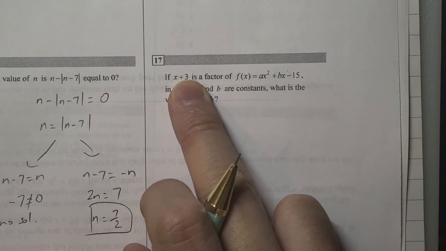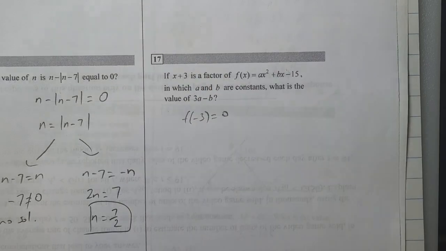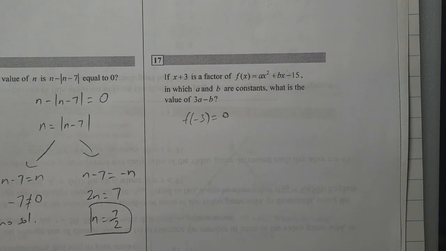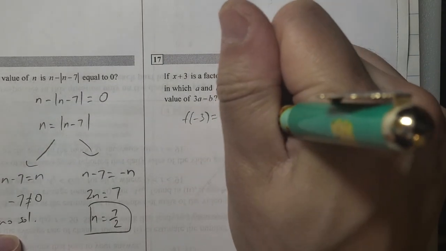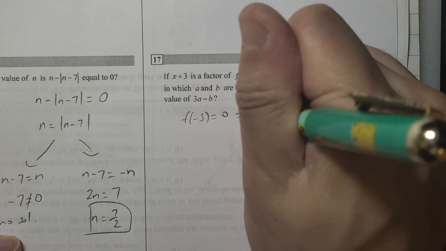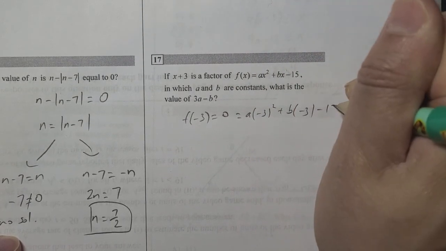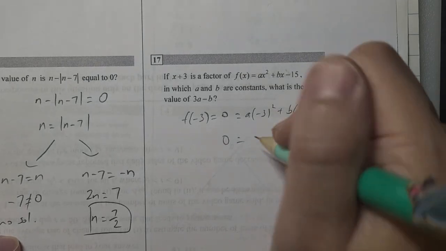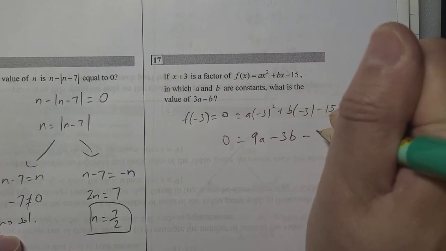All right, so if x plus 3 is a factor, that means f of negative 3 is 0. This is just me thinking out loud. This might not be how to solve it, actually, but this is how I'm approaching it, and I'm showing you how I'm thinking it through. So if f of negative 3 is 0, let me plug in x is negative 3. It'll be a times negative 3 squared plus b times negative 3 minus 15, or 0 is equal to 9a minus 3b minus 15.